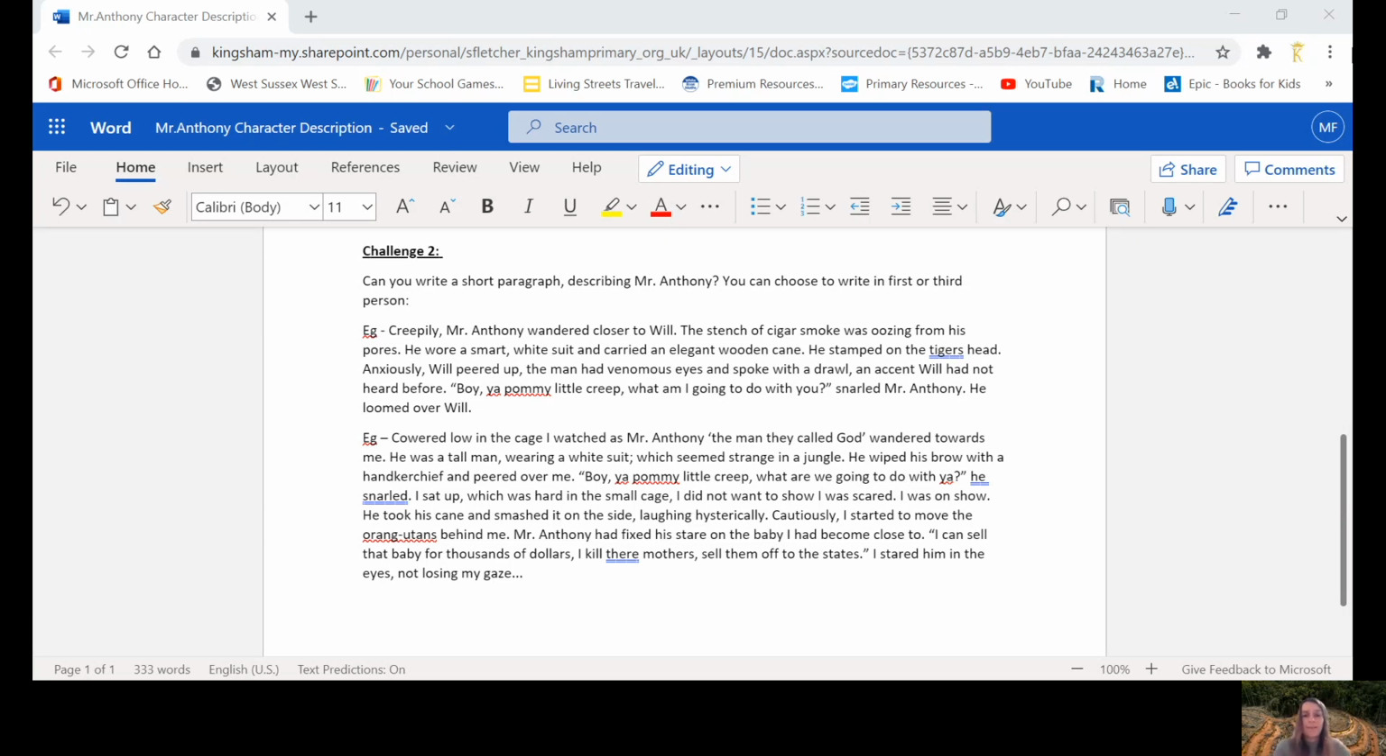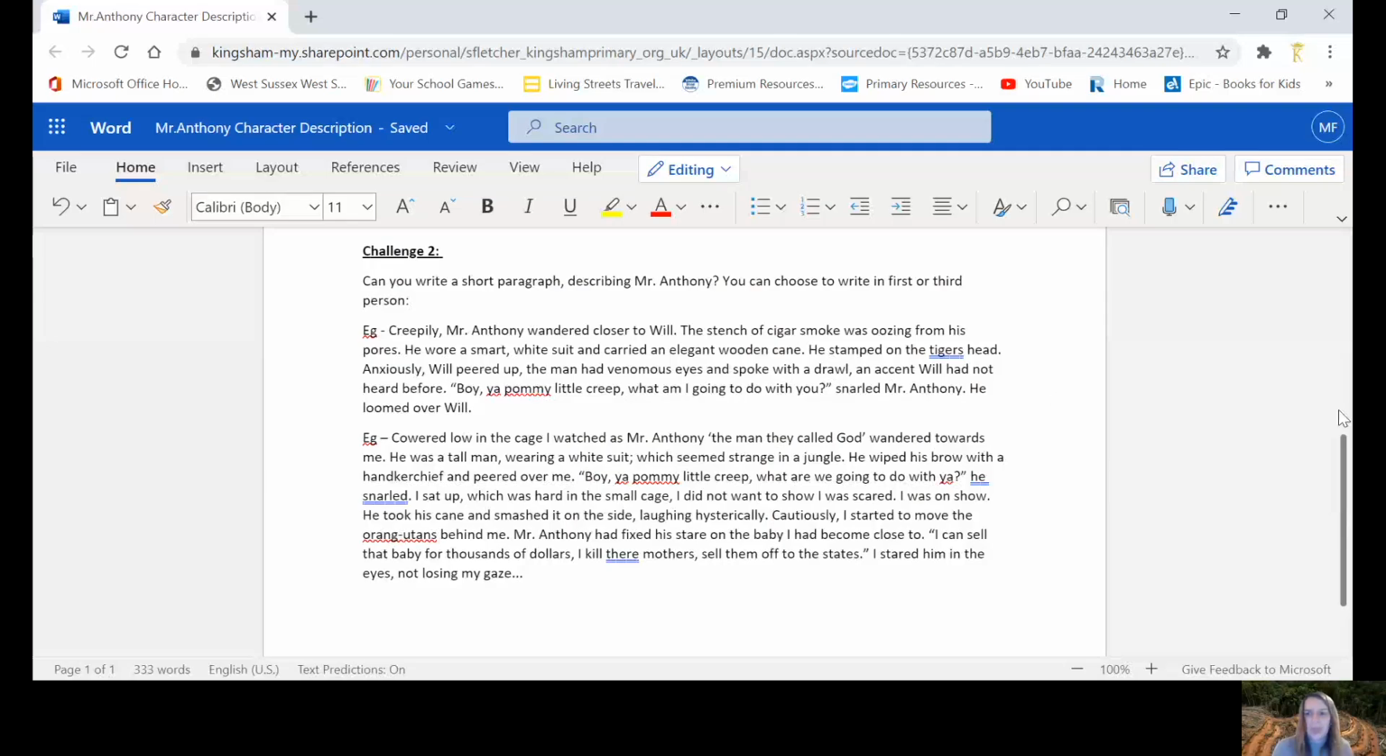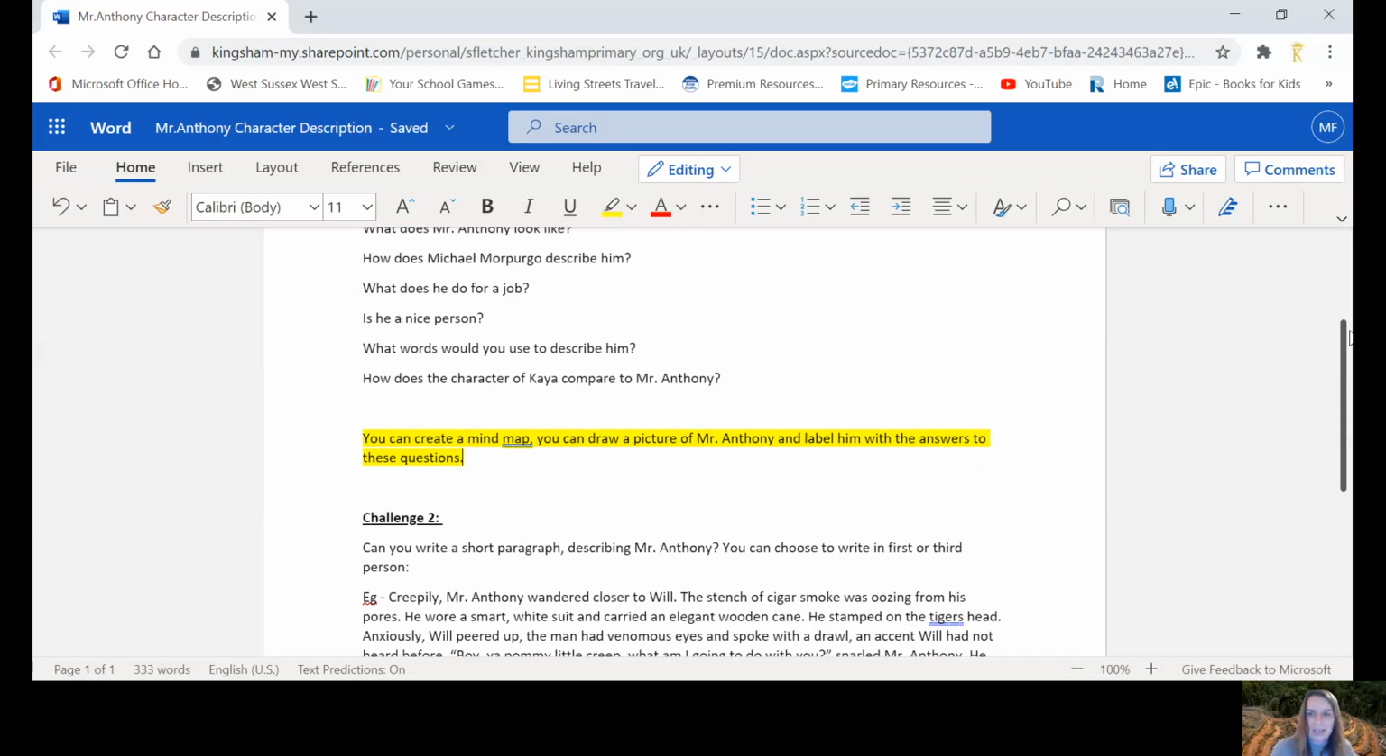And that is where we finish Running Wild for this week. Next week, we're going to start writing a story, and we're going to be using the next part of the story in Running Wild to help us with that. Now, what I want you to do is to have a little think to yourself, how are you going to use that information we've just read to help you to complete these challenges?